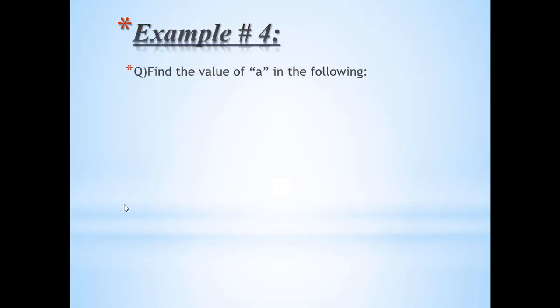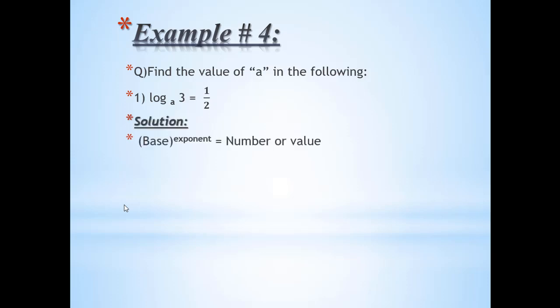Example number 4. Okay, find the value of a in the following. Now in this case, if we match this question with the previous slide, we will clearly observe that a is actually the base, and we are going to calculate the base in this case. 3 is actually the number, and 1/2 is actually the exponent or the power. So the same structure we will use over here as well. You just have to place these three values in this structure. Base is a, so we are going to place a in the place of base, and the exponent in this case is 1/2, so we have placed it, and 3 is actually the number or the value, so we have placed it on the right hand side in place of number or the value.